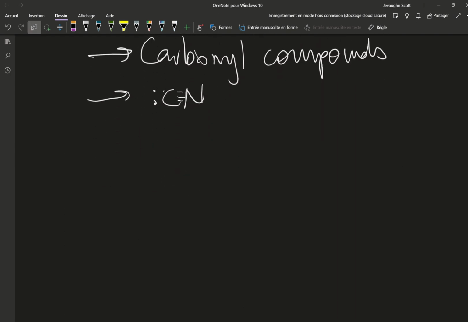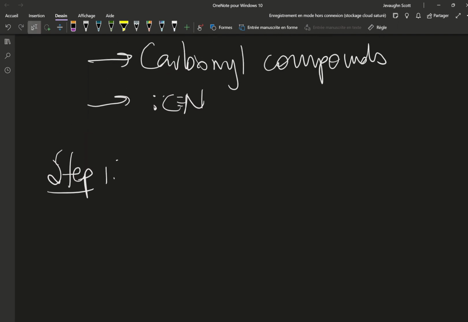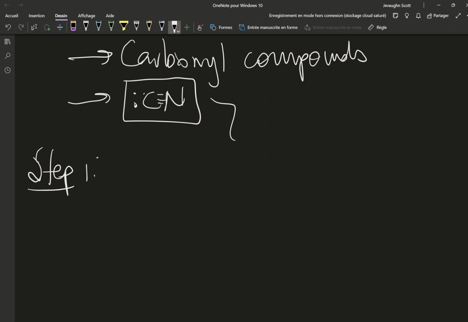So stepwise, we'd have step 1 first. Step 1, I would recommend to everyone that they form the nucleophile. Remember that a nucleophile is a substance that bears a free pair of electrons. So I would generally recommend to everyone that they start with that first. Start with the preparation of your nucleophile before you really do anything else.